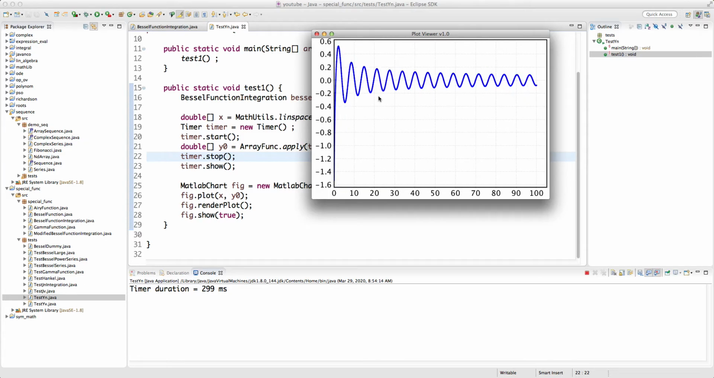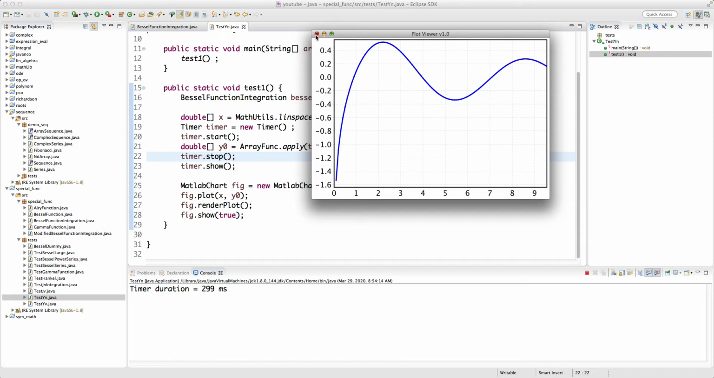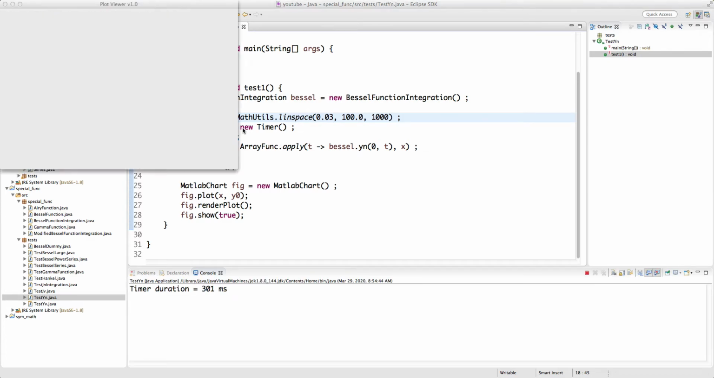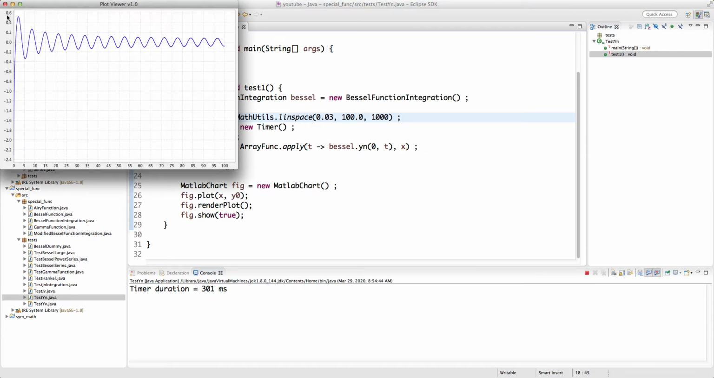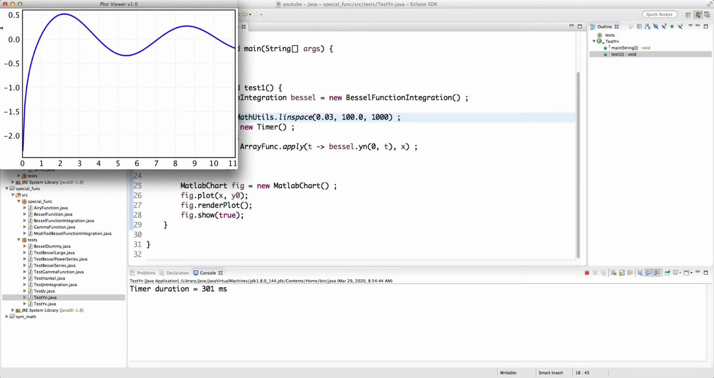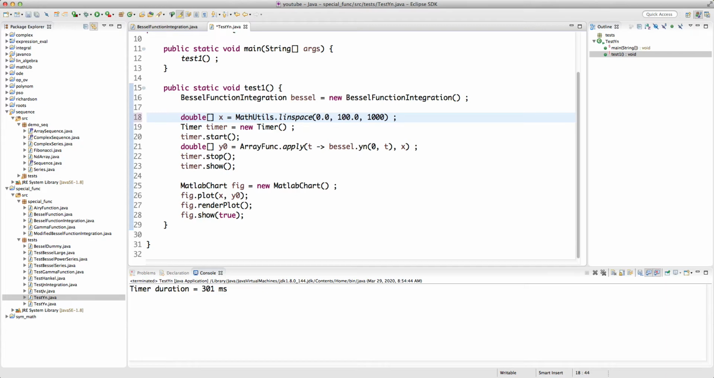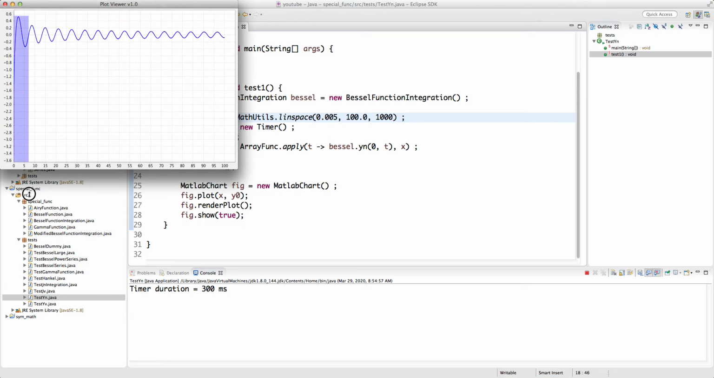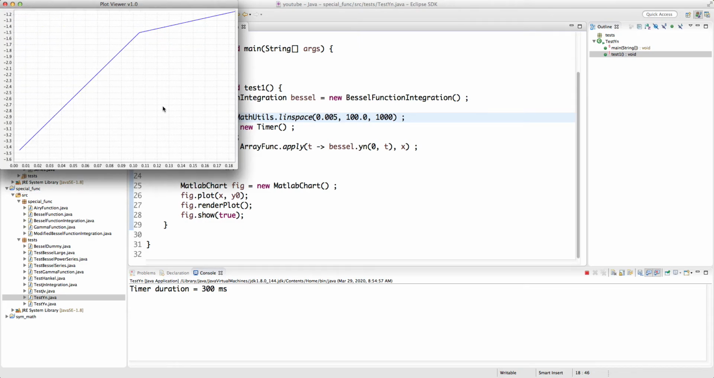All right, so this is y0, and as we see, it goes to infinity. If I go, instead of 0.1, to 0.03, as you can see, it goes more and more down. And if I go, for example, to 0.005, it goes more and more down, right? Eventually, when we go to 0, it goes to infinity.